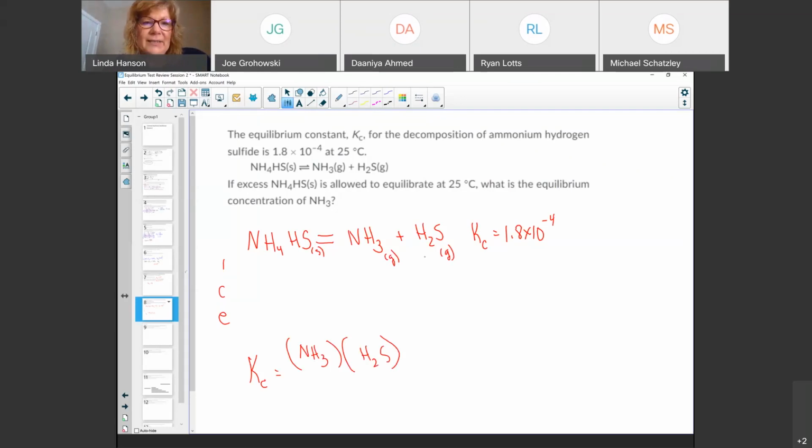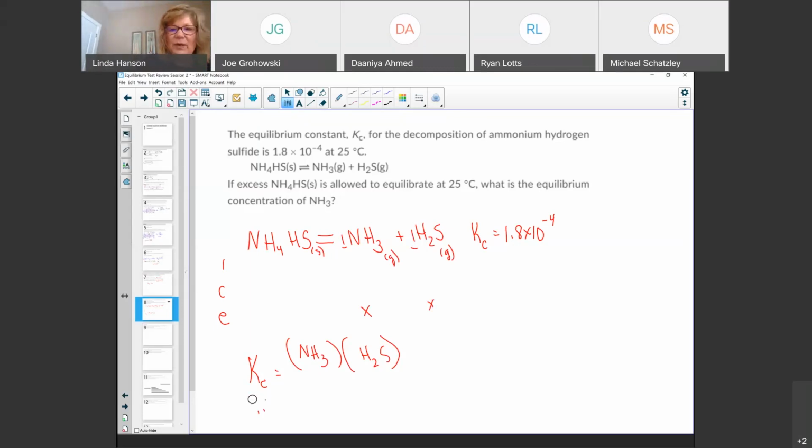And this one actually is not that hard. We have ammonia, which is what we're looking for. And I can see that the ammonia and H2S are exactly the same value. We have a 1-to-1 ratio. So let's also call that X. This problem becomes actually quite simple. Joe, I know you're looking for something more difficult. I'll pull that up in a moment.